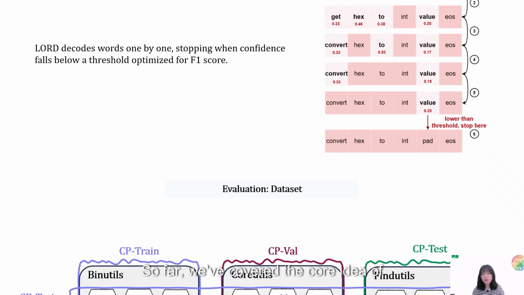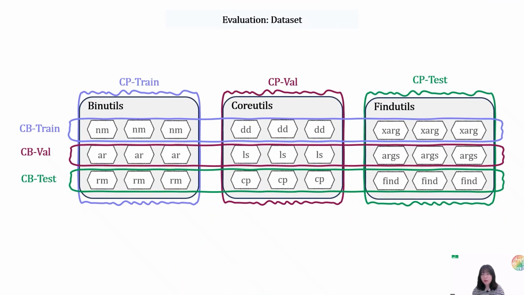So far, we've covered the core idea of BLens, and now let's move on to the evaluation. We consider two settings, cross-binary and cross-project. In the cross-binary setting, the training, validation, and test sets come from different binaries, but may still belong to the same project. For illustration, imagine using binutils. We could train on some binaries and test on others.